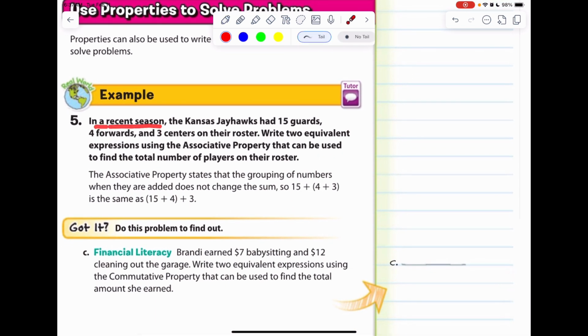In a recent season, the Kansas Jayhawks had 15 guards, 4 forwards, and 3 centers on their roster. Write 2 equivalent expressions using the associative property that can be used to find the total number of players on their roster. And they did it for you. First, they added the 15 guards, and then they used associative property to group together the 4 forwards and 3 centers. Here, they grouped 15 and 4, and then added the 3 centers.